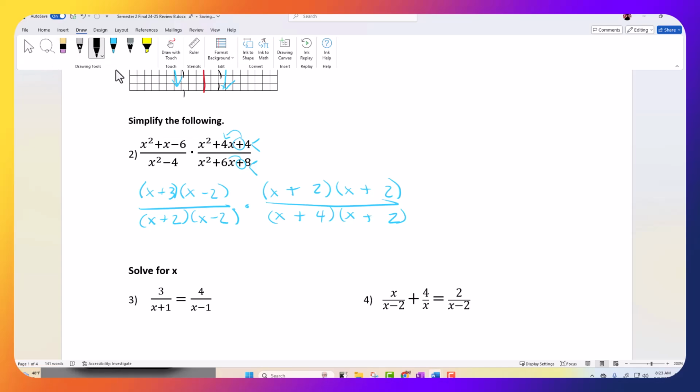Alright, so I'm looking for things on top that are also on bottom. An x minus 2 for an x minus 2, an x plus 2 for an x plus 2, and an x plus 2 for an x plus 2. Leaves me with x plus 3 over x plus 4.